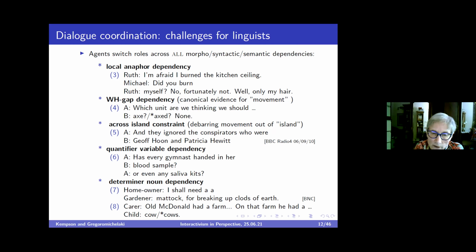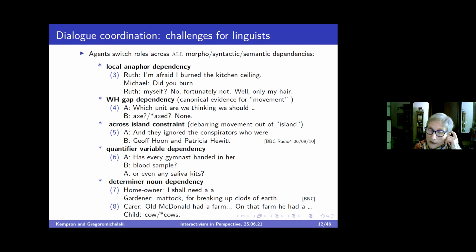Then there's quantifier-variable dependency. Again, one person can set up the quantifier and somebody else can provide the thing that's dependent on that quantifier. And it's notable that in the example of 6, A can't just treat what B says as an interruption, because if she puts her two parts together, you'll come out with an ungrammatical sentence. So it's crucial that we're always building on the context given by the other person.